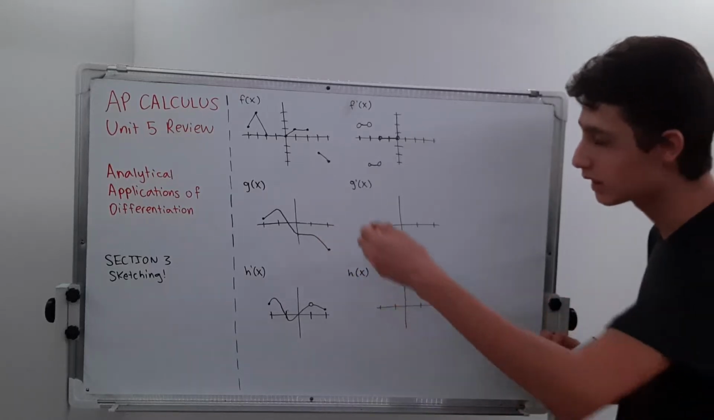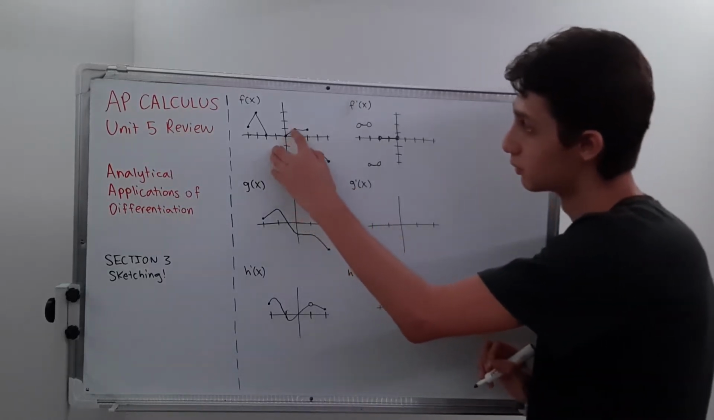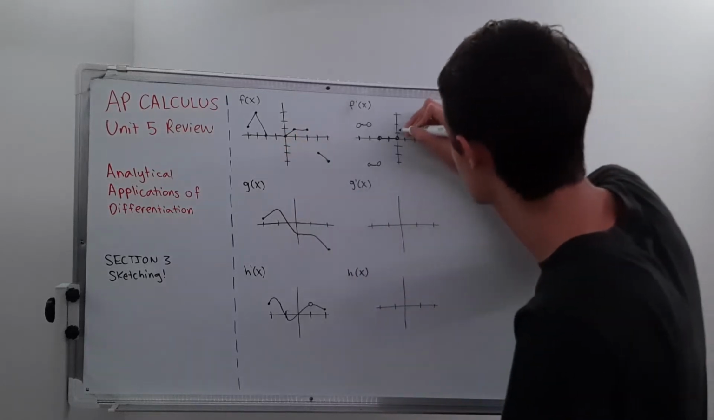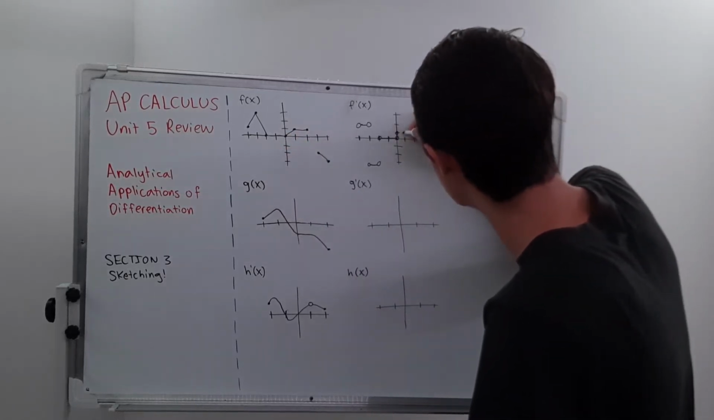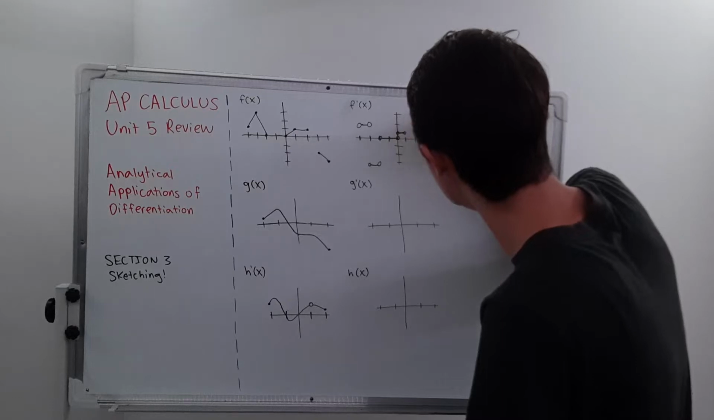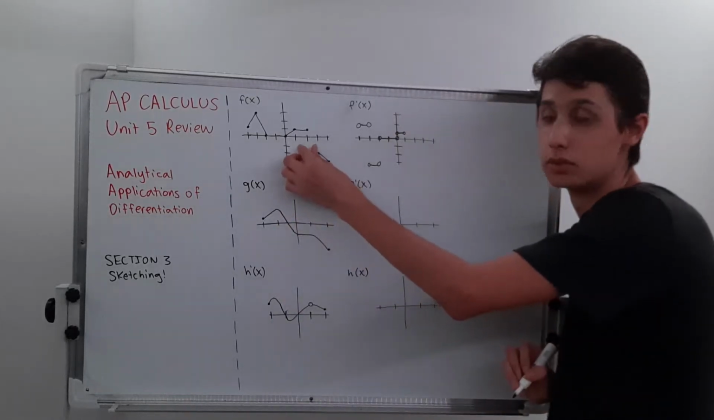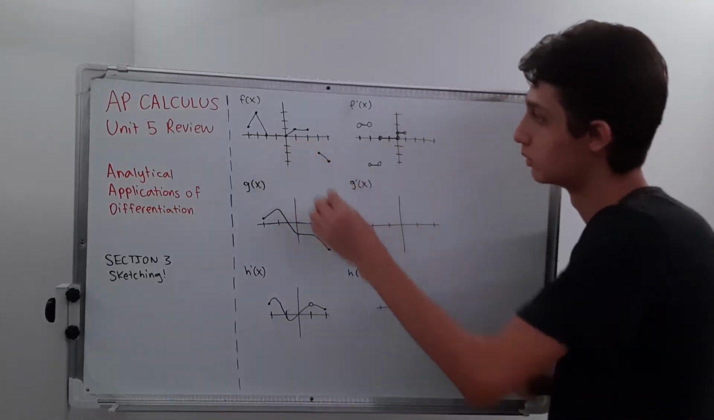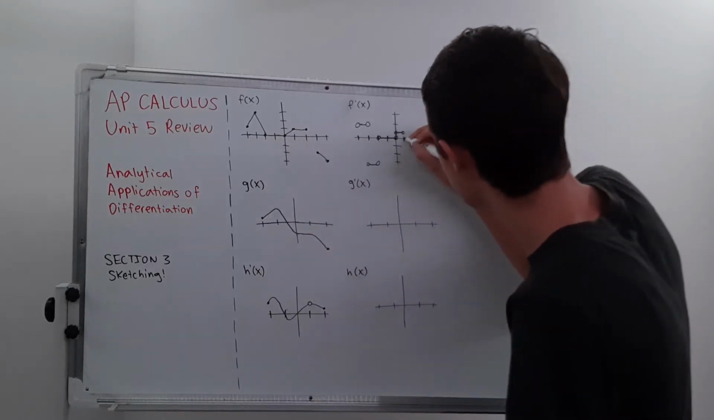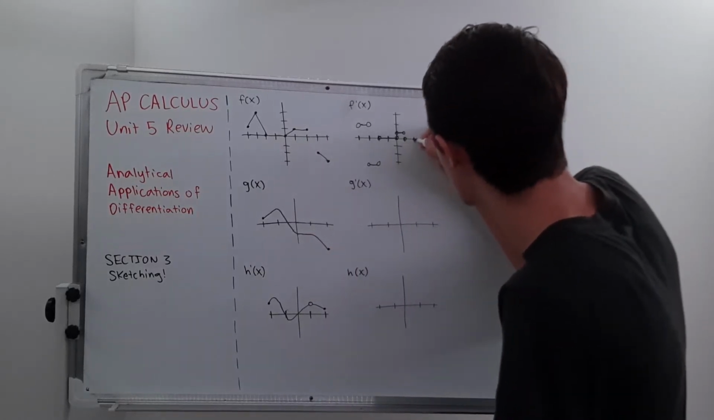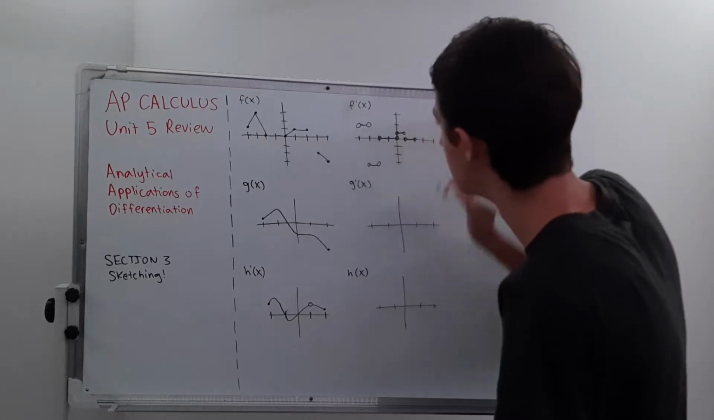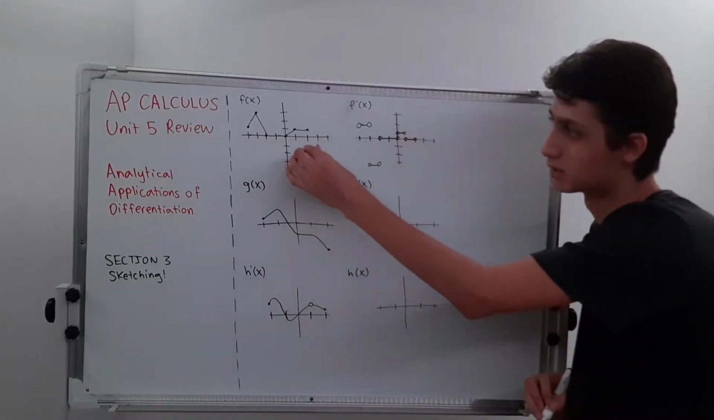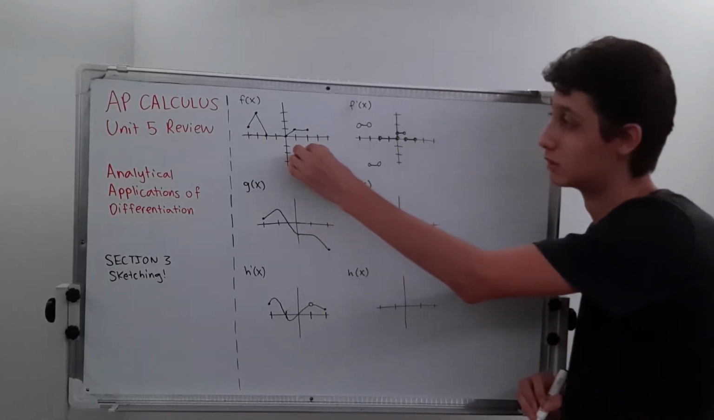And then here between 0 and 1 we have a slope of 1. So let me just put that here. Between 0 and 1 we have a slope of 1. And then again we have a slope of 0 between 1 and 2. So let me just put that back down here. Okay, and then our function doesn't actually exist between 2 and 3.